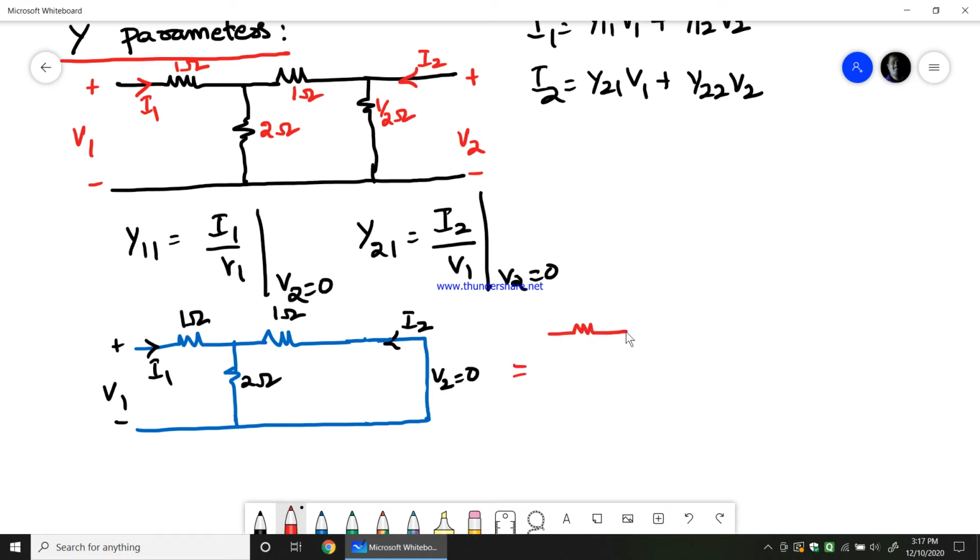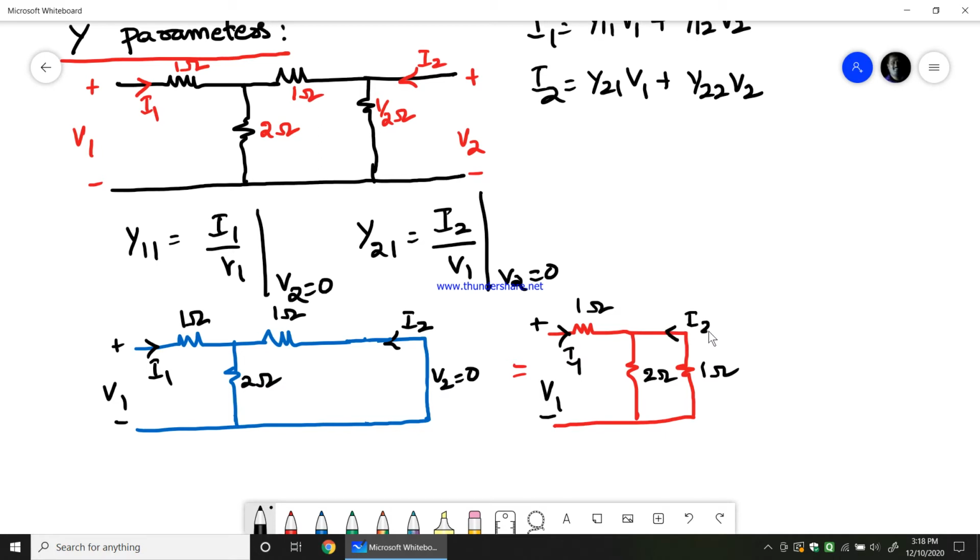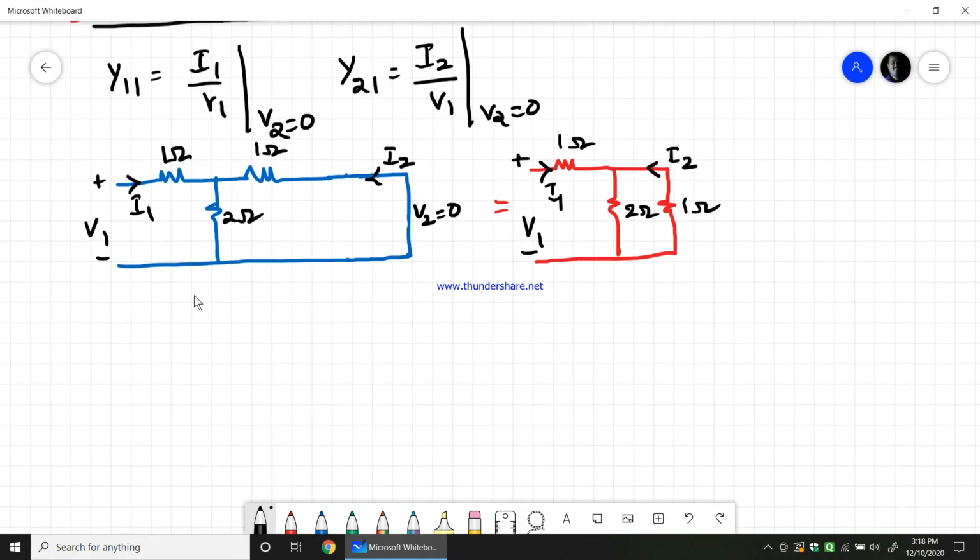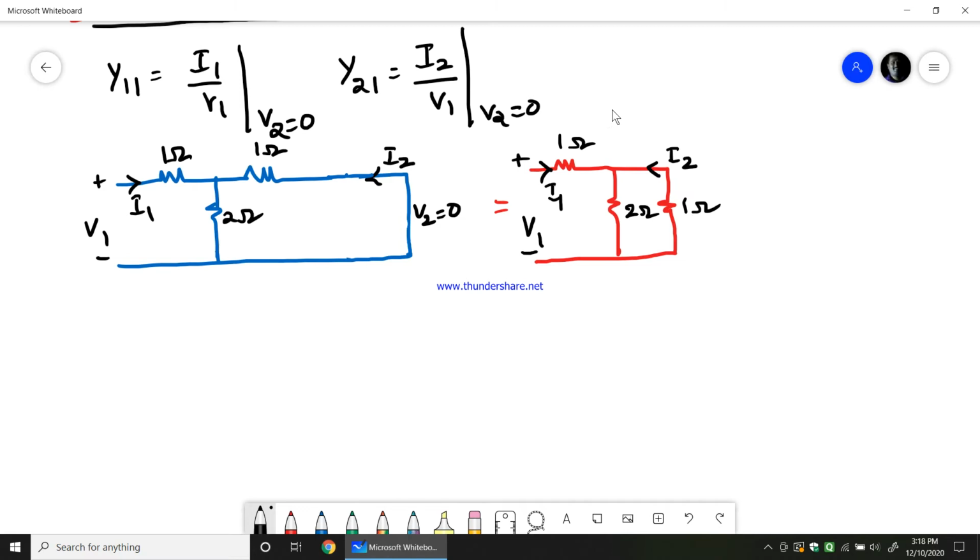So I'll say this is 1 ohm, this is 2 ohm, this is the resistance that I have. So therefore this would be plus minus V1, I1, 1 ohm, 2 ohm, 1 ohm, and this would be the current flowing through that 1 ohm, which is I2. This is the circuit I have. If I want to find out what is V1 by I1, my job is to find out the simplified network of this. So 2 in parallel with 1 ohm. Therefore I get 2 into 1 by 2 plus 1, which is 2 by 3 ohms.